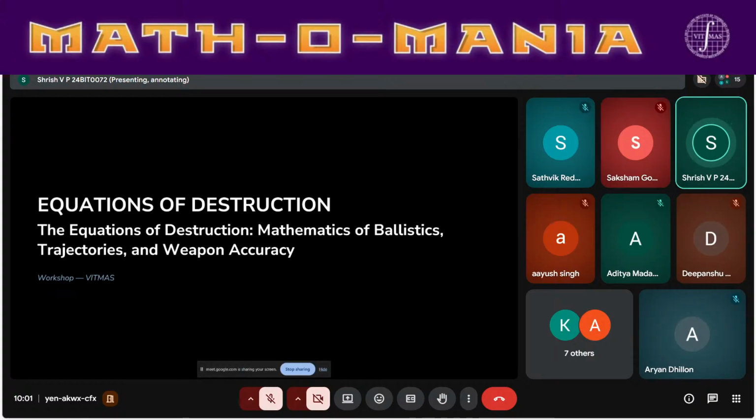We will be studying how the real world behaves and how systems use mathematics to predict, control, and optimize motion. You will be understanding how modern systems think, how they calculate paths, adjust mid-flight, and achieve accuracy. So with that, let's begin our journey into the mathematics that governs motion.